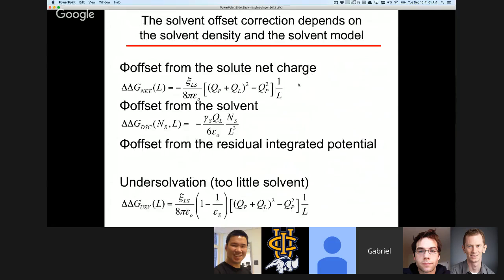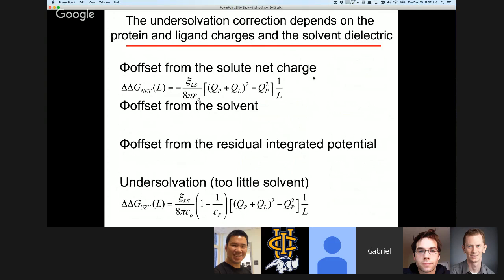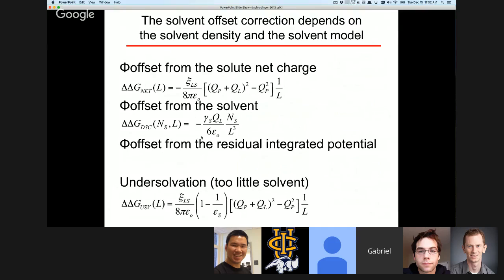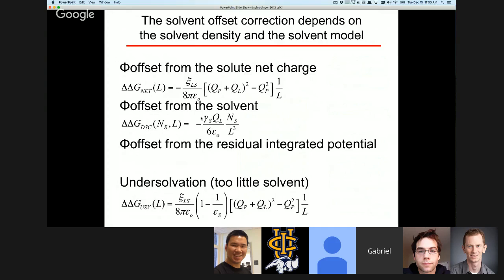There we go. The undersolvation correction at the bottom actually ends up having the exact same form as the net charge correction, just with this term of 1 minus 1 over the solvent dielectric constant out front. So these terms basically end up canceling each other out, just leaving a factor of 1 over the solvent epsilon. Then there's the offset potential from the solvent, which has some constants and ultimately depends on the number of solvent molecules, NS, divided by the volume. So number of solvent molecules divided by the volume is basically the density of the solvent, and then the term on the left is how much each individual solvent molecule is contributing to the average potential in the unit cell, which is easy to calculate.